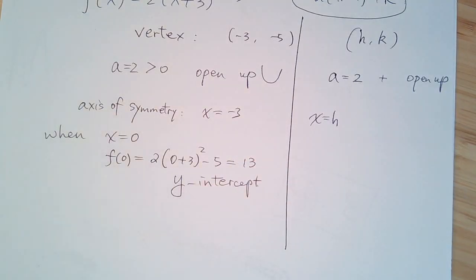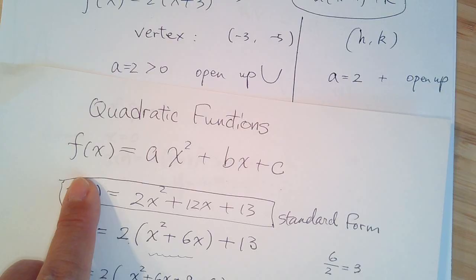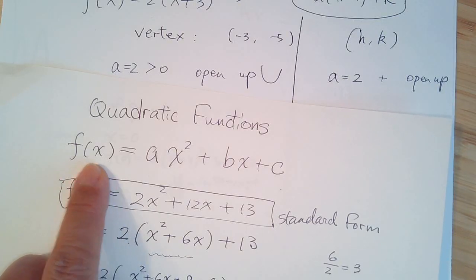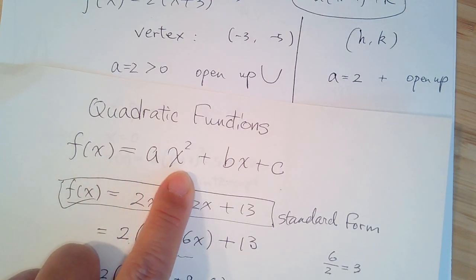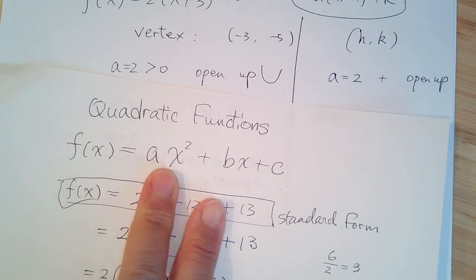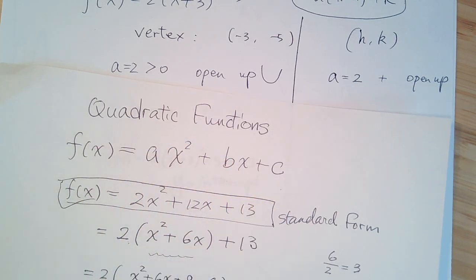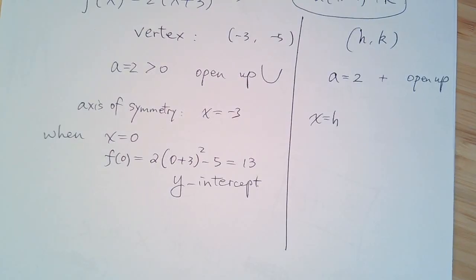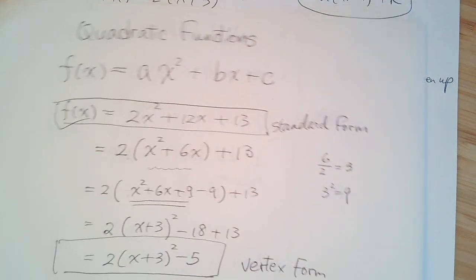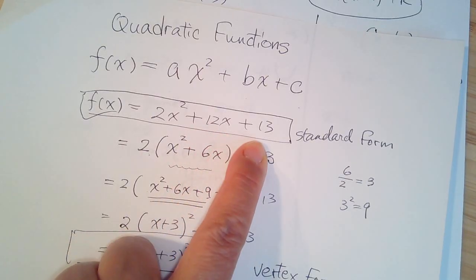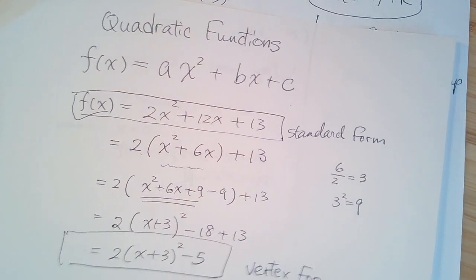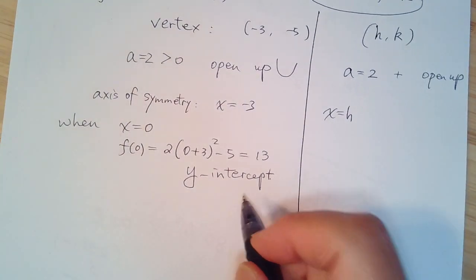Now, if you happen to have the standard form, f of x equals ax squared plus bx plus c, when x equals 0, the first two terms are 0. So c is your y-intercept. We actually know that, right? And in the formula we have here, it's the 13. See, that's your c. All right, so we have that.